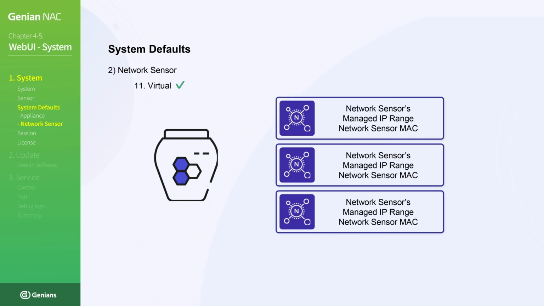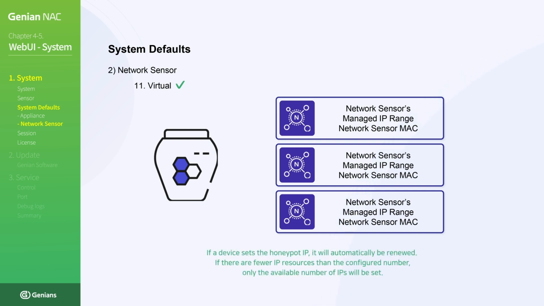The virtual honeypot IP section allows you to configure the number of honeypots used by the network sensor for anomaly detection. Honeypot IPs are automatically assigned within the managed range of the network sensor and are registered with the network sensor's MAC. If a device sets the honeypot IP, it will automatically be renewed. If there are fewer IP resources than the configured number, only the available number of IPs will be set.